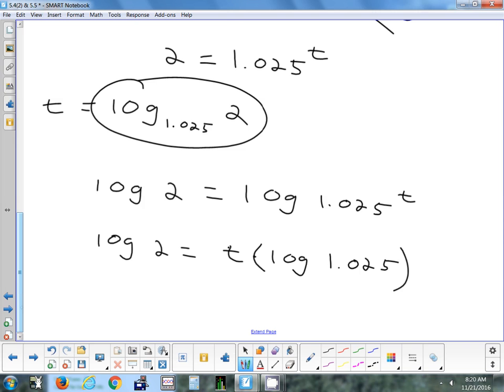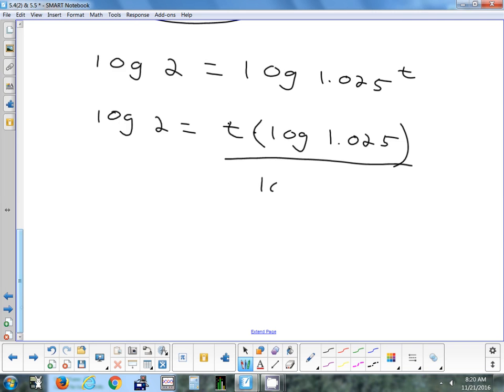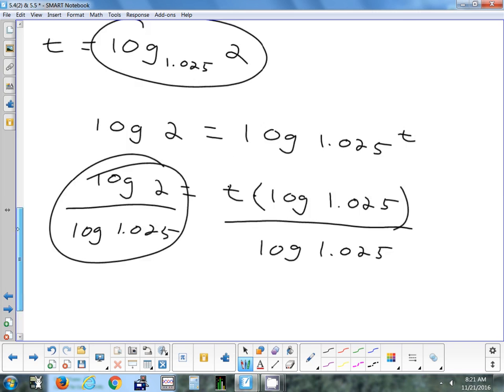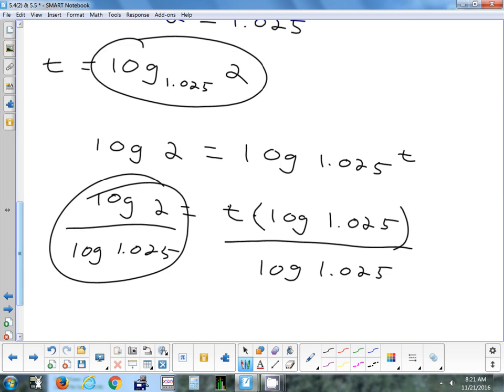And now how could I get the log 1.025 on the other side? I could divide. And what I'm about to do might give you a hint at the formula I'm going to show you in the next section. That's what you need to type in: log 2 divided by log 1.025. So it ends up basically being the log of the argument divided by the log of the base. That's the shortcut, so we're not going to have to go through this every time. We'll be able to jump right to what I circled.